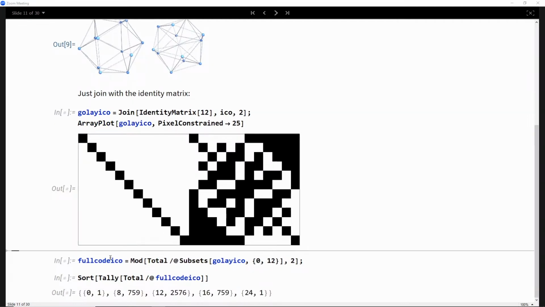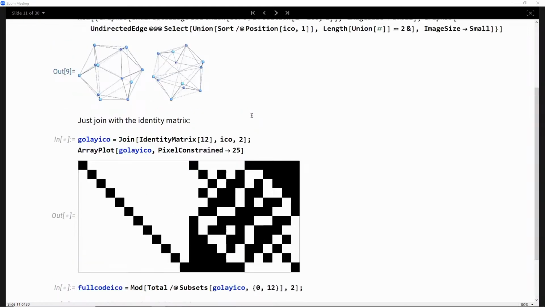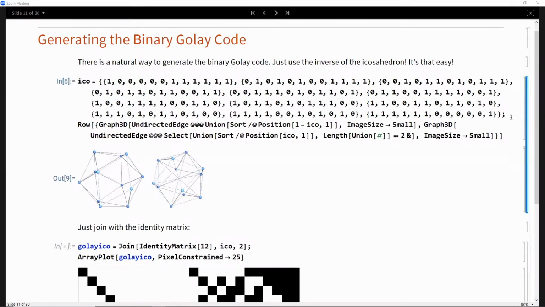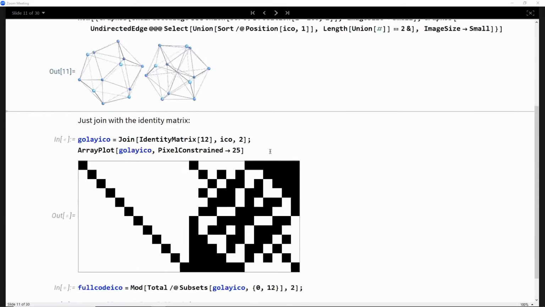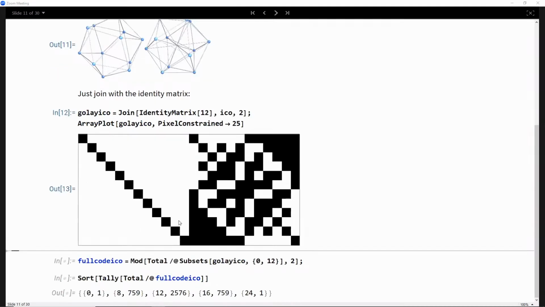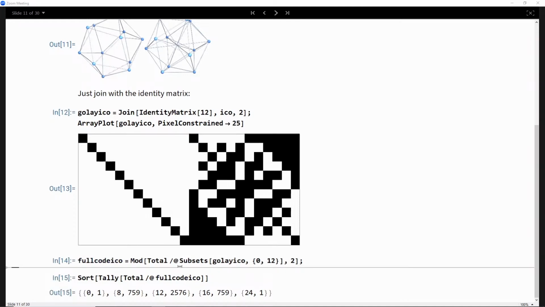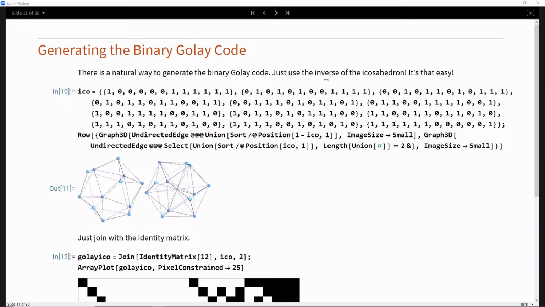And we can take these together. Join them up. There's the generator for it. We can generate the full code, and when we take a look at the weight, we get 759 octads. It's that easy. You just use the inverse of the icosahedron, and you get a generator for the binary Golay code.